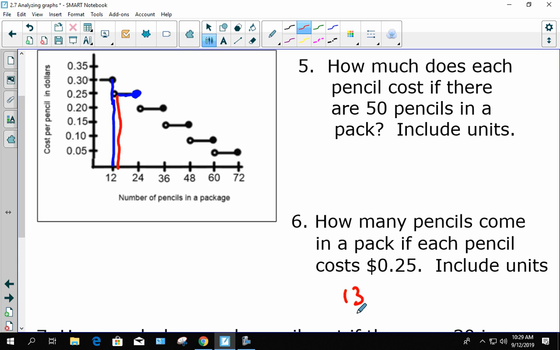13 what? It says include units. 13 pencils. But it's not really 13. It's 13 to... It's a range, isn't it? It's really 13 to 24 pencils. You're right, 13 pencils cost 25 cents, but so do 14, so do 15, so do 16, all the way to 24. So it's a range. Please put the range. 13 to 24 pencils.